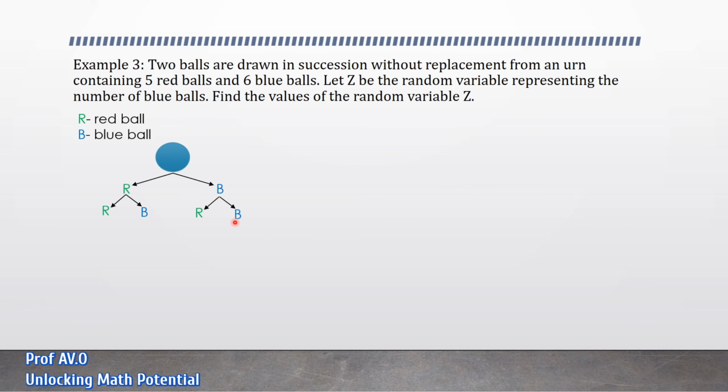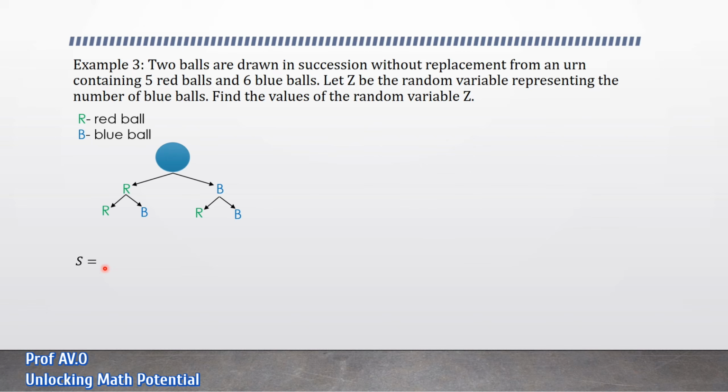Okay, so we'll stop here because we only have two balls. Again, first test we have R and B, red or blue. Second test we have red and blue, red and blue. So for this experiment, we can now have our sample space S.